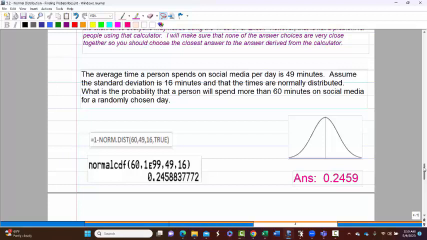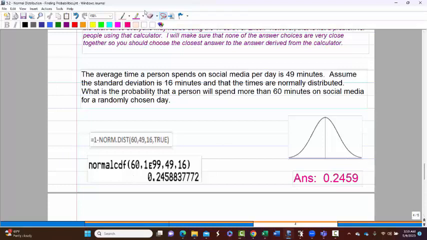Let's take a look at this one. The average time a person spends on social media per day is 49 minutes. Assume the standard deviation is 16 minutes and the times are normally distributed. So that's just there to verify that we can use the normal distribution. What is the probability that a person selected at random will spend more than 60 minutes on social media in a given day? Greater than, so you can do it either way.